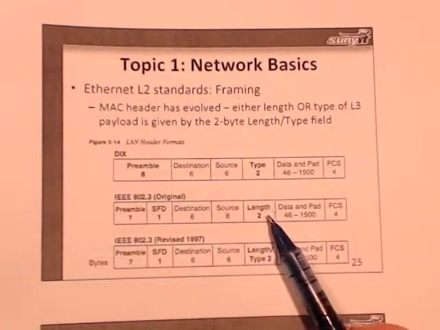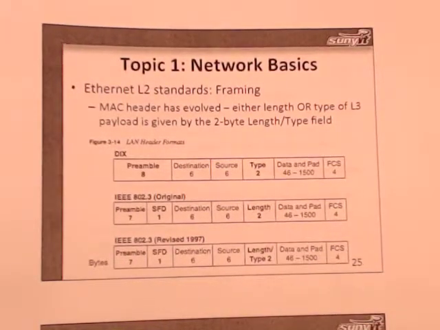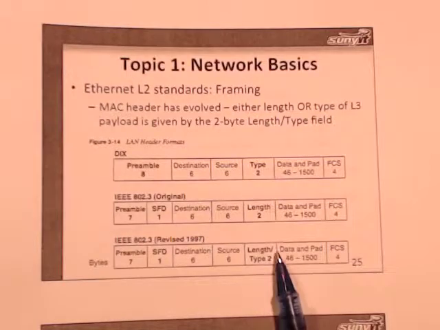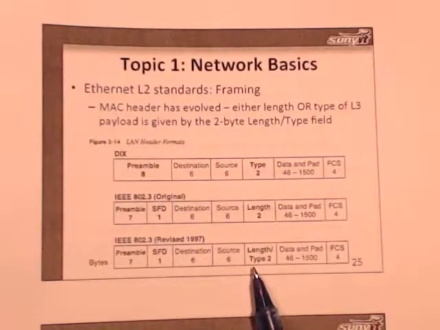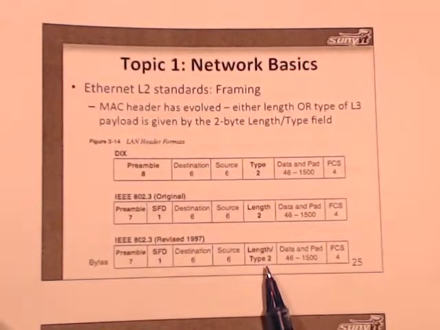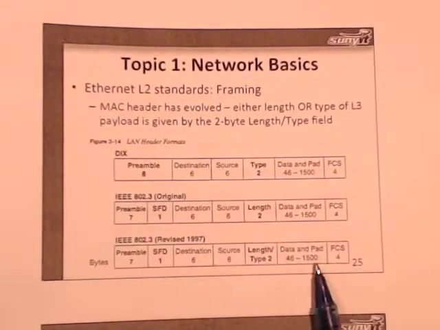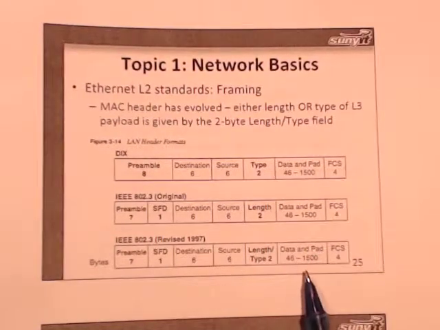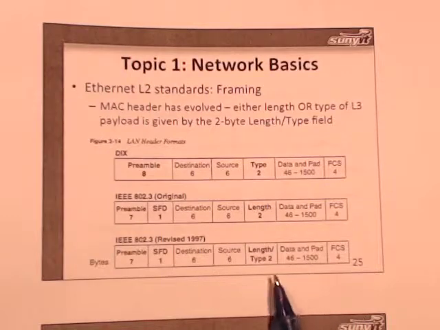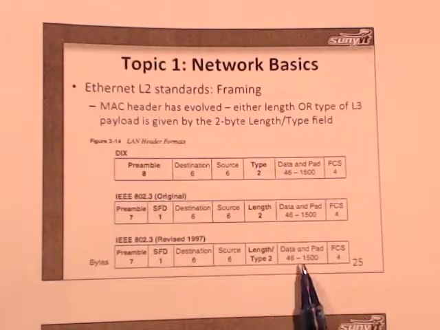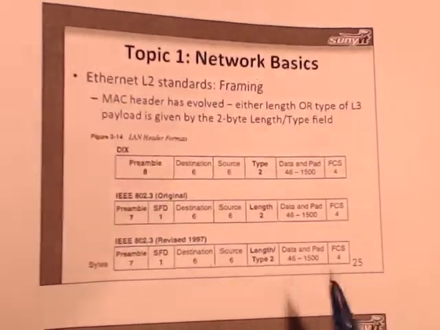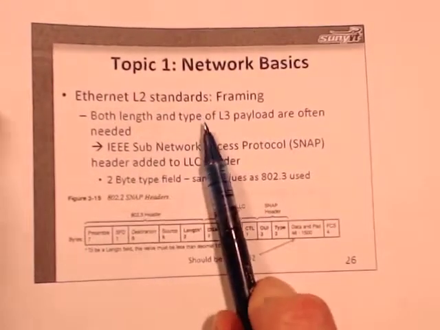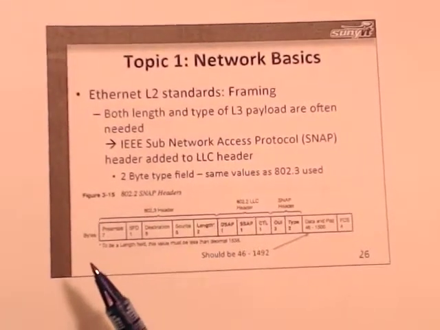So IEEE considered the length to be the most important, but then they revised it, and now we have either the length or the type encoded in these 2 bytes. That gives flexibility so that we might be able to tell what type of payload is in here. This might be important to know whether it's, for example, an IP or an AppleTalk or whatever other type of layer 3 information. It turns out that we really need both a lot of times, both length and type of the layer 3 payload.